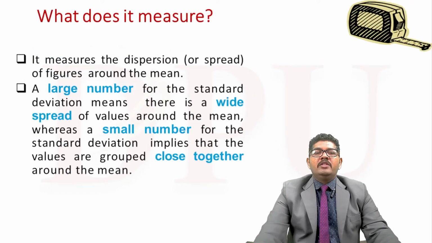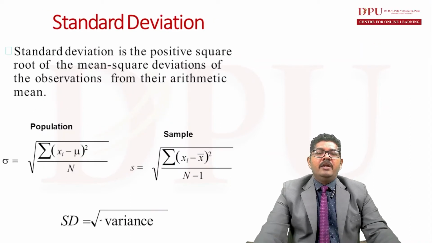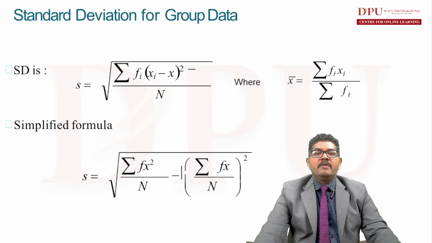So what does it measure? Standard deviation measures the dispersion or spread of data around the mean. A large standard deviation means there is wide spread of values around the mean, whereas a small standard deviation implies that the values are grouped close together and they are not spread out too much. Standard deviation, these are the formulae which we have already discussed. Standard deviation is the square root of variance.